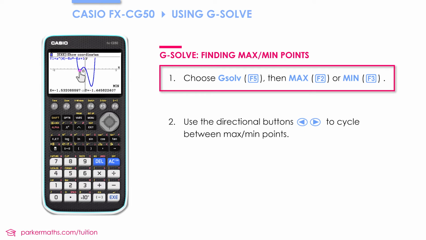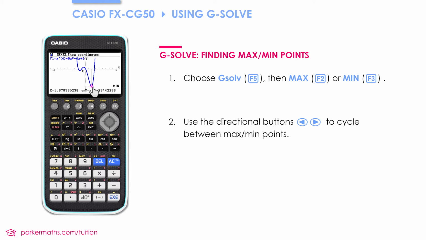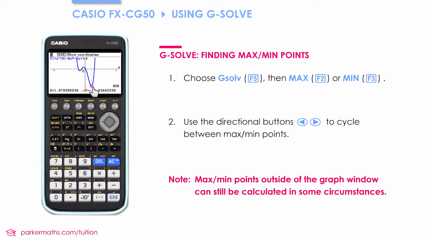This time there are two. It finds the one on the left first, and then if we press the right arrow, it'll find the second minimum point as well. Interestingly, unlike with roots, your calculator can find local minimum and maximum points that are outside the view that you can see on the screen.